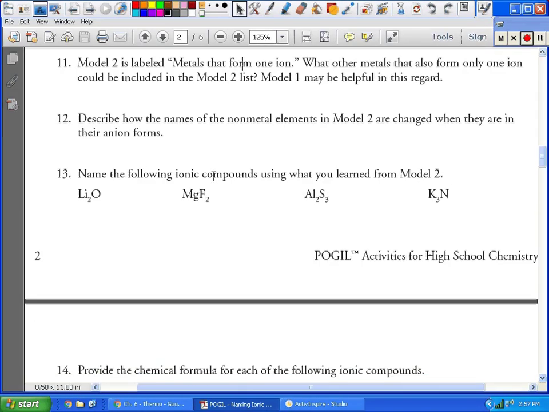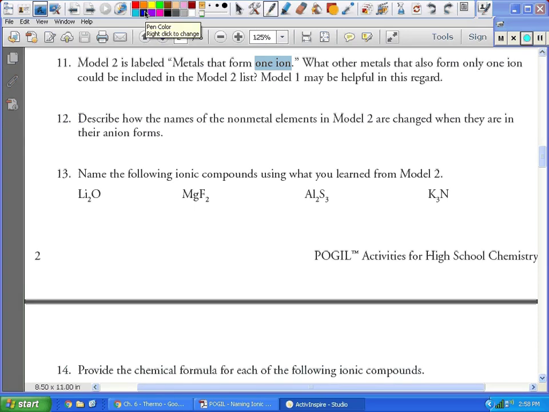All right, so number 11. Model 2 is labeled metals that form 1 ion, and I want you to circle or highlight that phrase, one ion. What other metals that also form only one ion could be included in the Model 2 list? Model 1 may help, and that's talking about the periodic table. You may have a bunch of answers there, but if you don't have anything, here's what I would put. Group 1, Group 2, aluminum, and then here's one of those memory things that I've asked you to memorize. Who are the 3 transition metals that only have one charge?